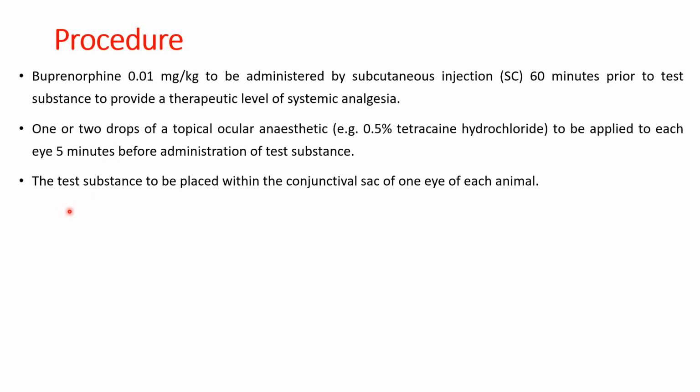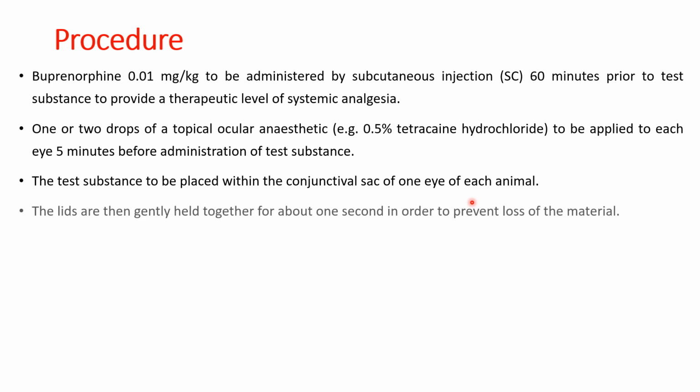Then after applying the anesthesia, the test substance is to be placed within the conjunctival sac of one of the eyes of the animal. The lids are then gently held together for about 1 second in order to prevent the loss of material. The other untreated eye will serve as a control.